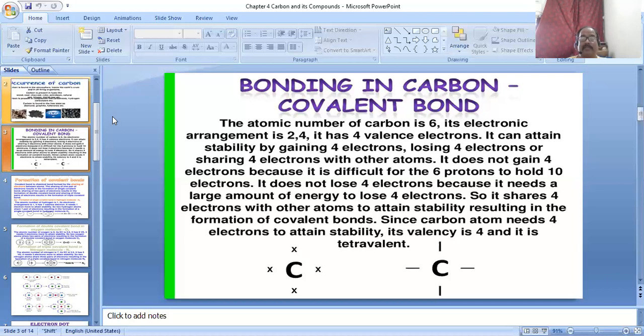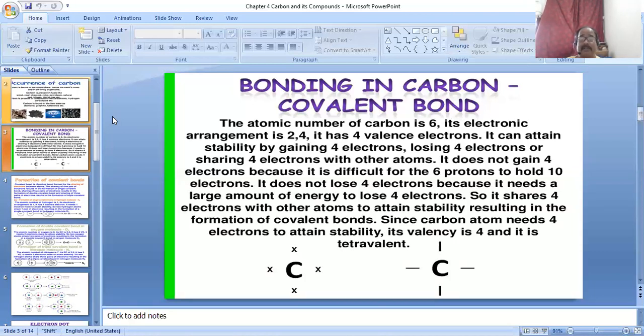So it has 4 valence electrons, and it can attain stability by gaining 4 electrons or losing 4 electrons, meaning they donate or receive the 4 electrons. After that it is stable, meaning it actually shares 4 electrons with other types of atoms.